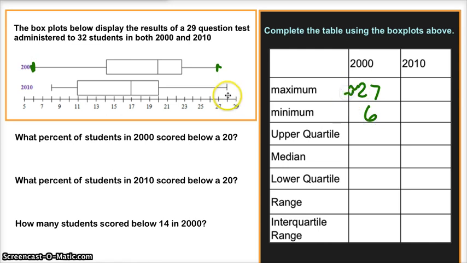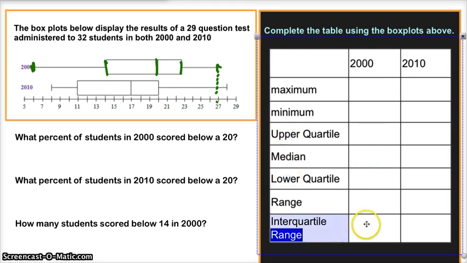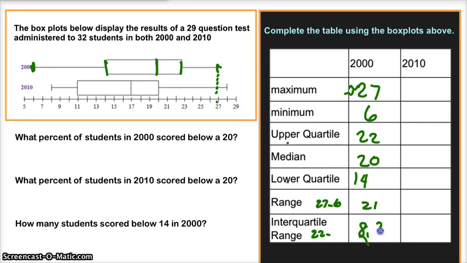Well, about 27. It looks like it might be a little bit off. I don't know, it's pretty darn close. The upper quartile is here. Looks like it's about 22. The median is here at 20. The lower quartile is here at 14. So the range would be to subtract the lowest value from the highest value, and that's going to give me 21, or about 21. And then the interquartile range is when we subtract the lower quartile from the upper quartile. So it's that 22 minus that 14, which is 8.5.